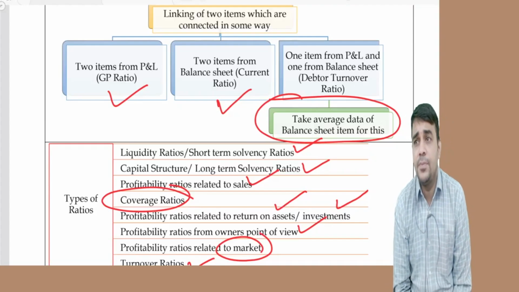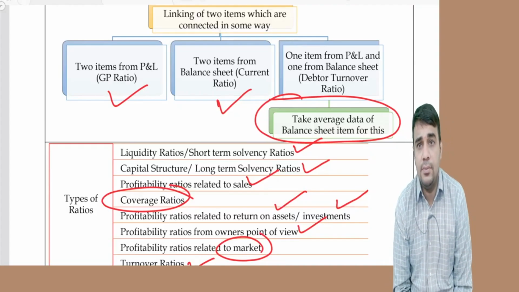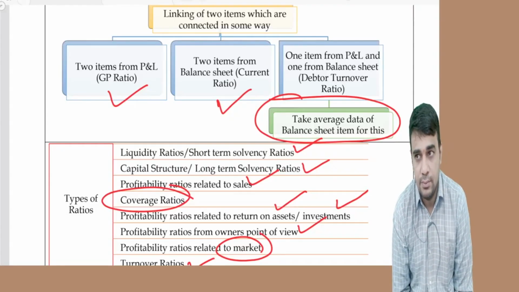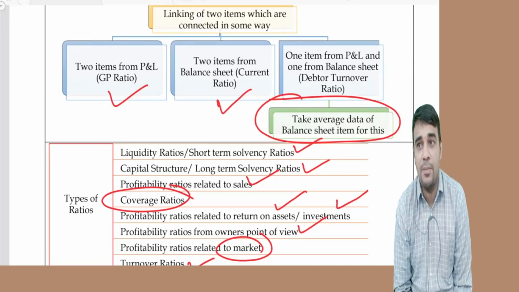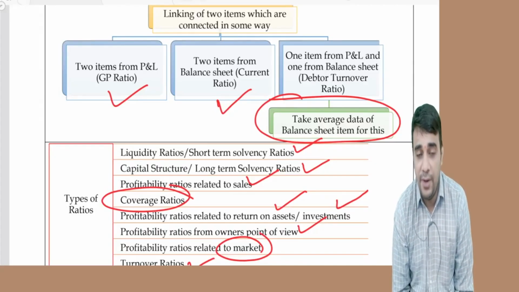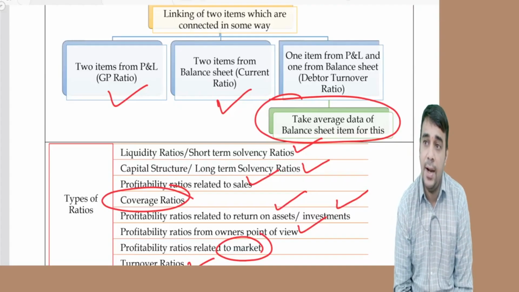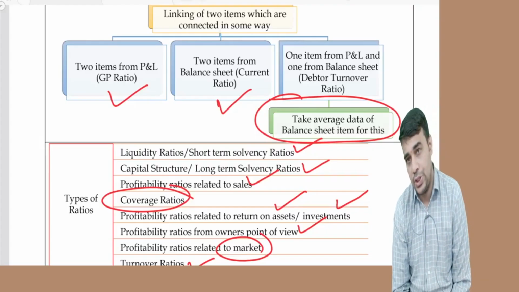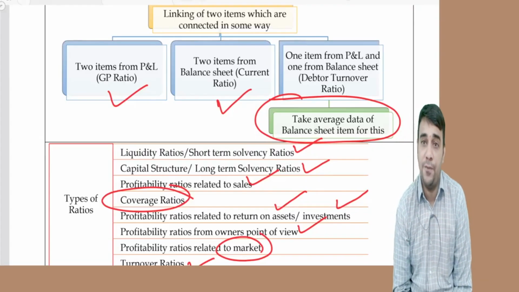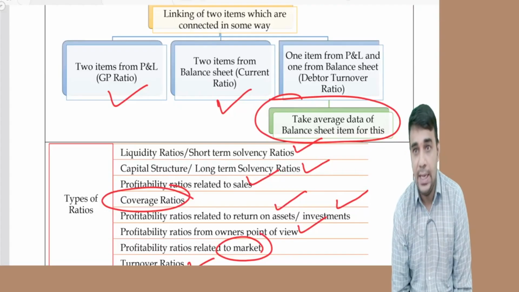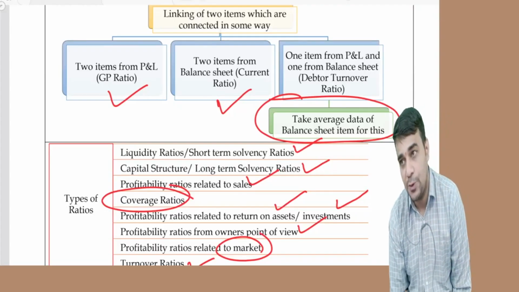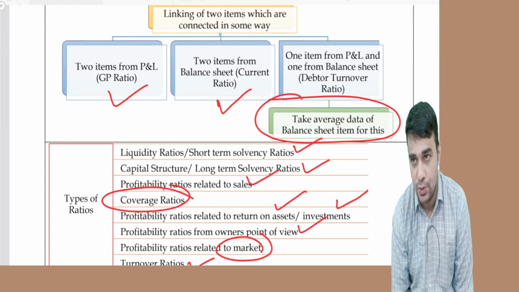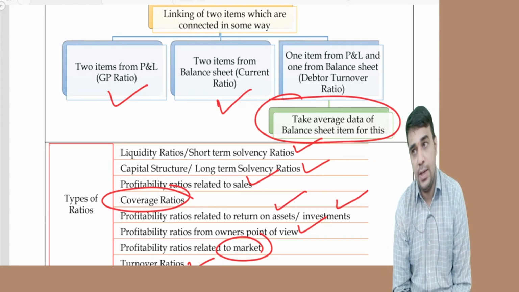Payout ratio formula, dividend per share divided by earnings per share. Retention ratio is 100% minus payout ratio. Dividend can be a percentage of face value, that's called dividend rate. It can be a percentage of market price, that is called dividend yield. It can be a percentage of EPS, that is called dividend payout ratio.